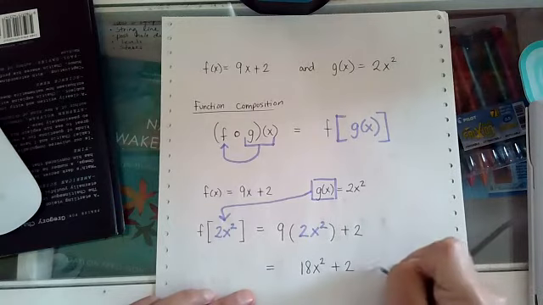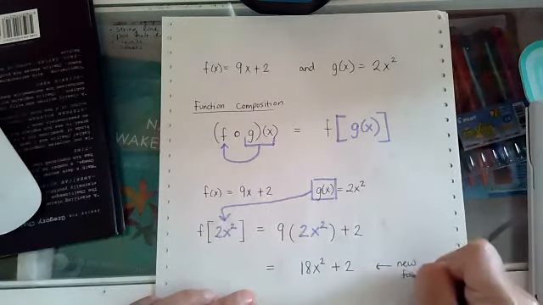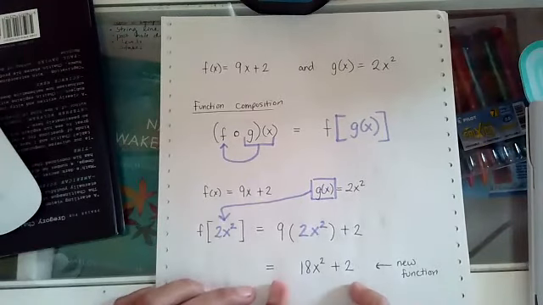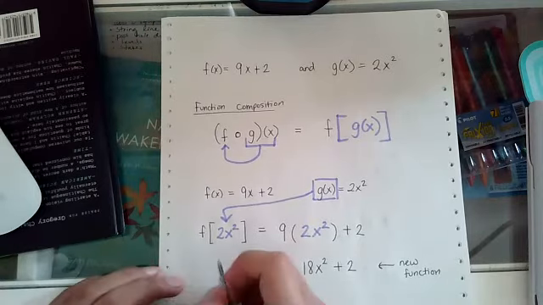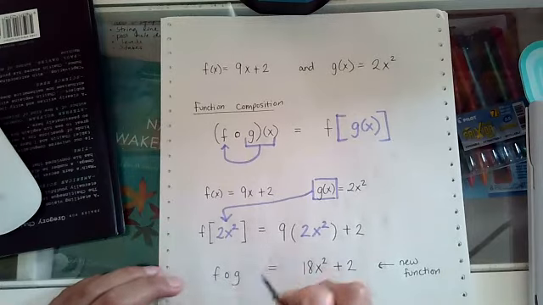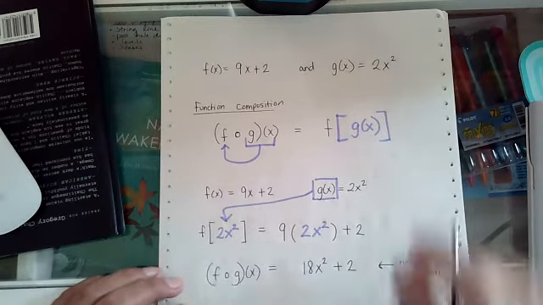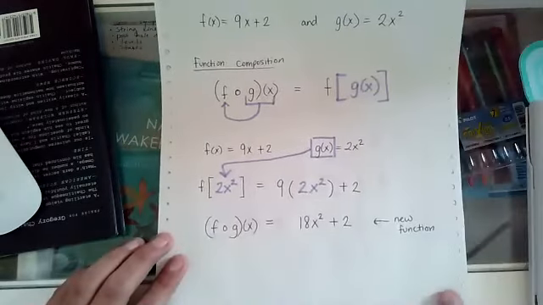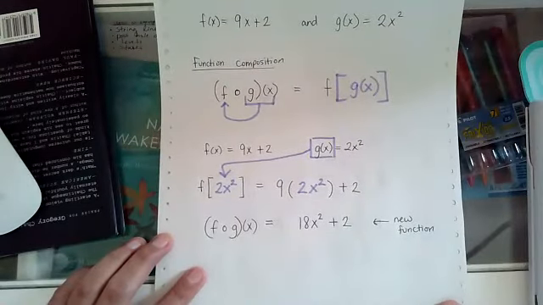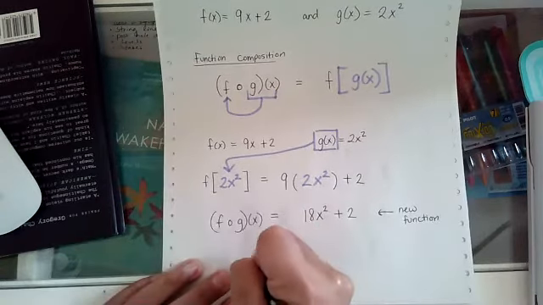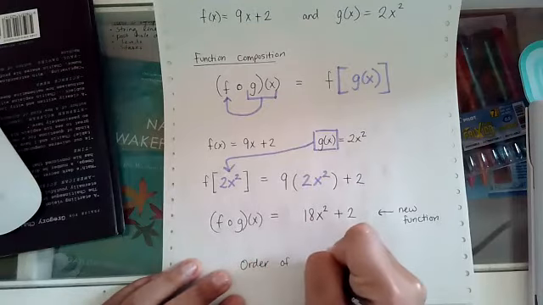This is a new function. This is the refrigerator that has the tablet on the front door. It's a new fancier function. And we're going to call that function f composed with g of x. But the order of composition matters.